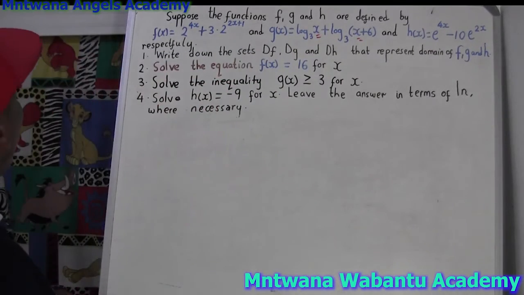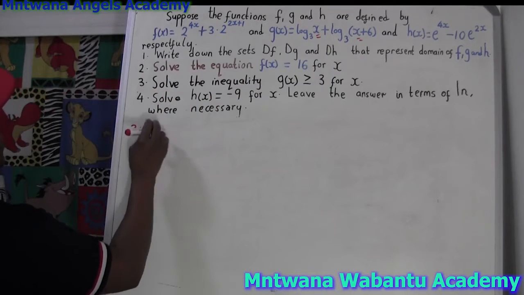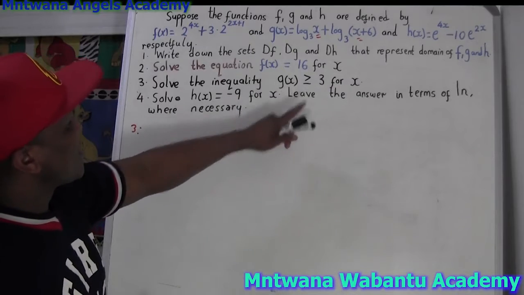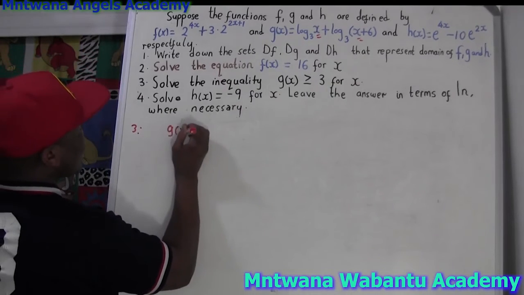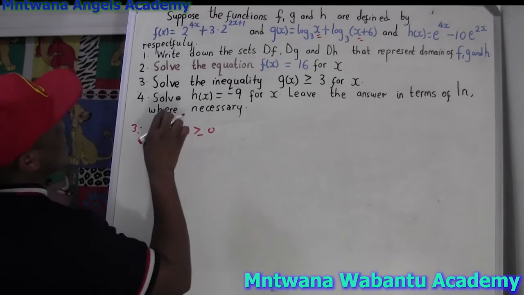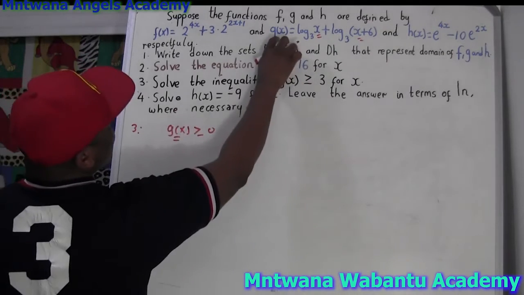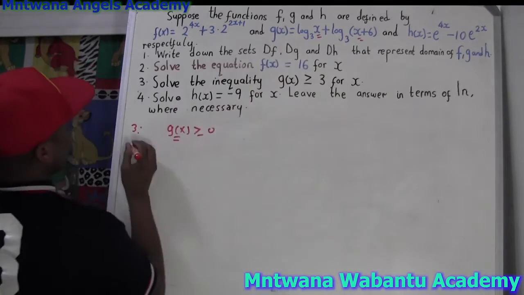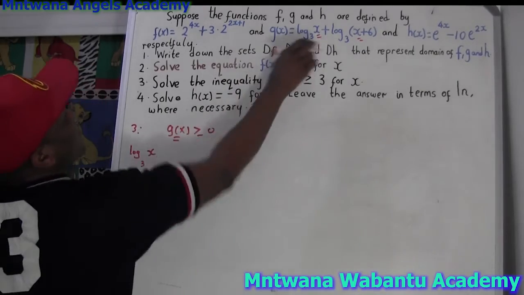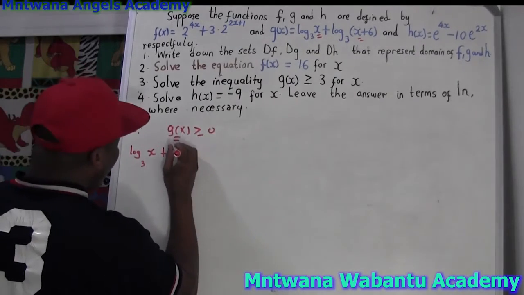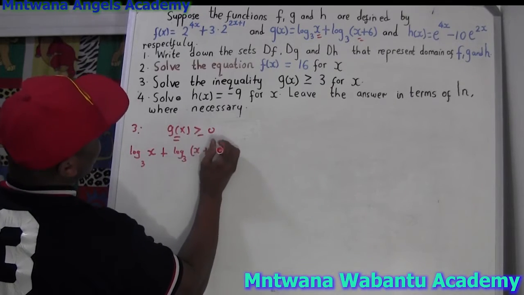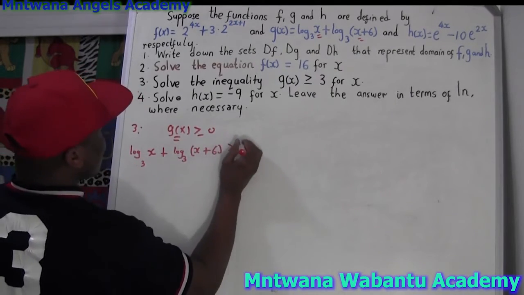Okay, cool. Now let's go for question 3. They say solve the inequality of g of x. So now g of x is greater or equal to 0. What is g of x? Let's see the place. Instead of saying g of x, I'll write that. So this is log x base 3, plus log base 3 of x plus 6, greater or equal to 0.